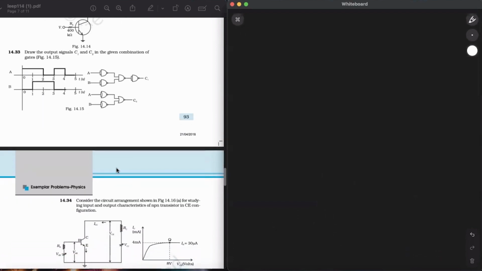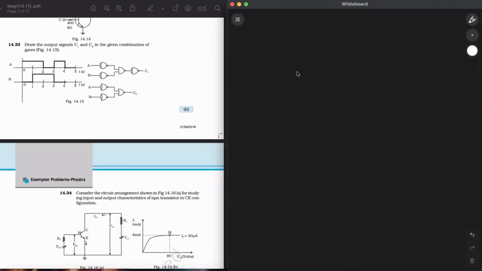Now moving forward, we have question number 33. Draw the output signal C1 and C2 in the given combination. Input and output are given, the input is given with a graph. At t equal to 0 second, look, A is equal to 1 and B is equal to 0. And at t equal to 1, A is equal to 1 and B is also equal to 1. So we have to proceed like this.